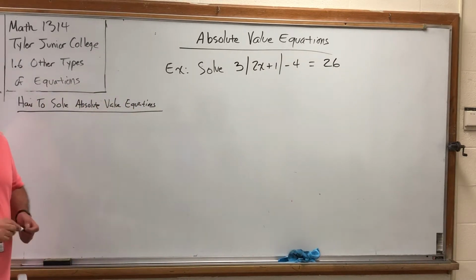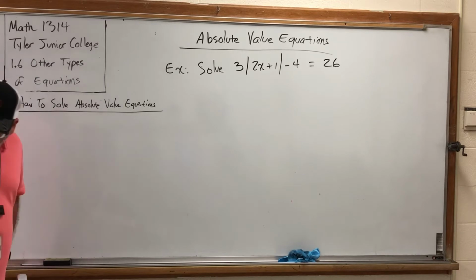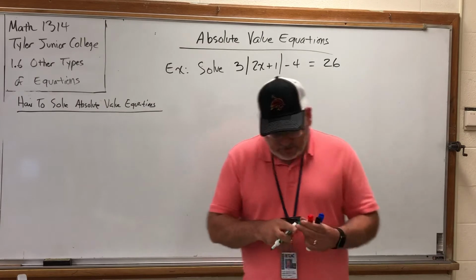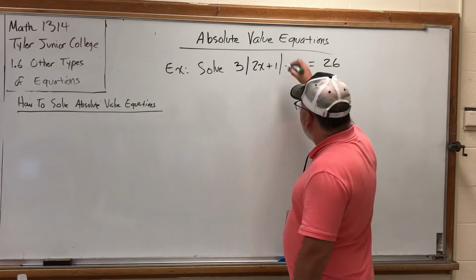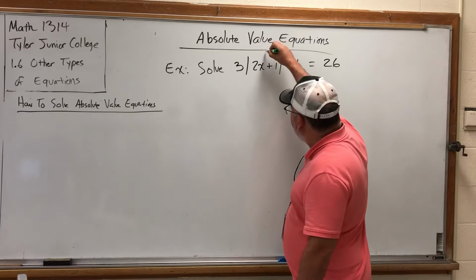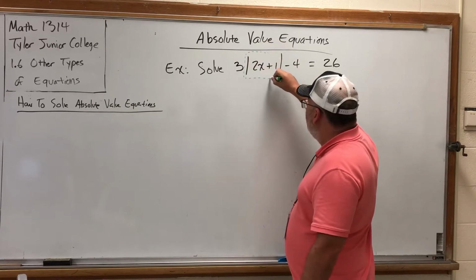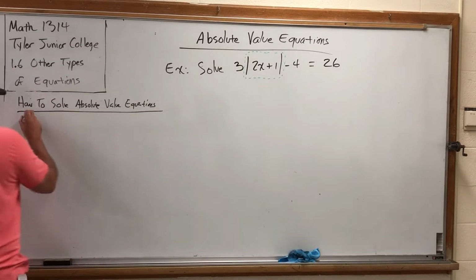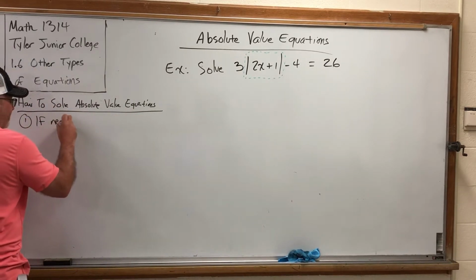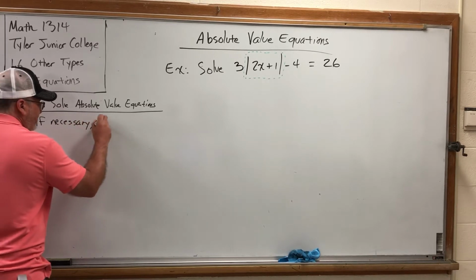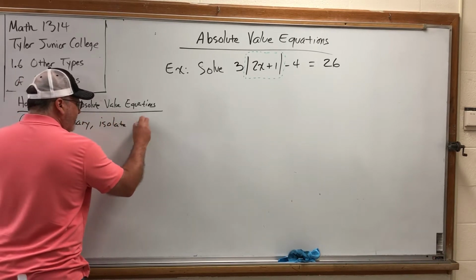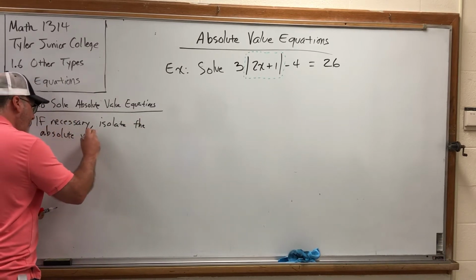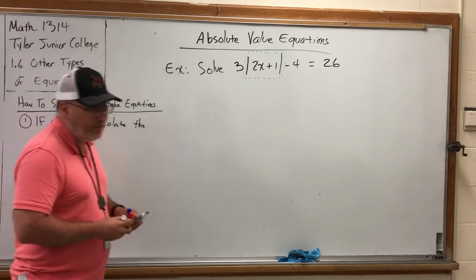Obviously, this has more junk in it. The trick to an absolute value equation at the beginning is the same as the trick to a lot of equations. Isolate the problem. Isolate the obstacle, if you will. In this case, the obstacle is the absolute value. So before we do anything, we need to isolate that, and that is step 1. If necessary, isolate the absolute value. In this case it is. In the previous example it wasn't.